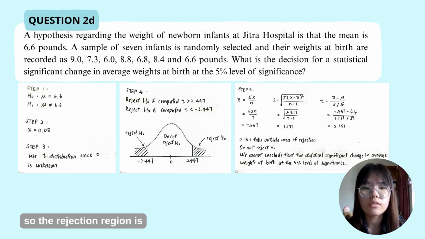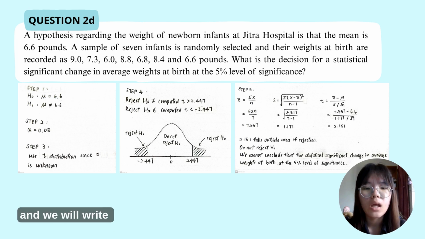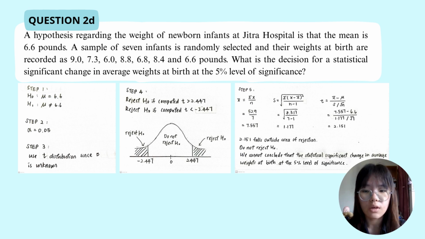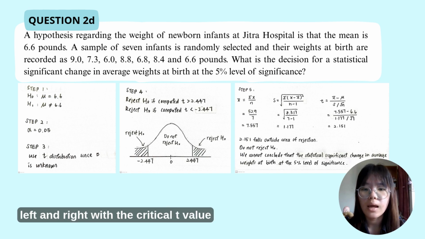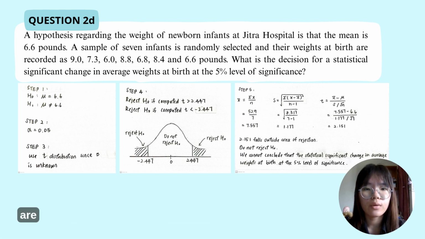So the rejection region is split between both tails of the distribution, and we will write the decision rule: reject H0 if computed t is greater than 2.447, and reject H0 if computed t is less than negative 2.447. The most important thing in step 4 is that we need to draw the normal distribution diagram and label the left and right sides with the critical t-values.